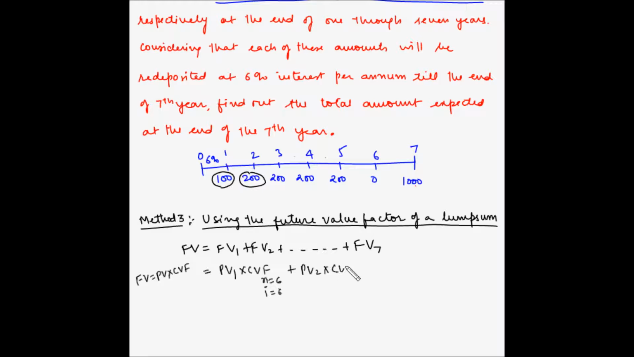PV2 into compound value factor where n is equal to 5 and I is equal to 6, and so on up to PV7 into compound value factor where n is equal to 0, because this amount is not going to be compounded for any duration, and I is equal to 6. So let us find the values of the compound value factors.